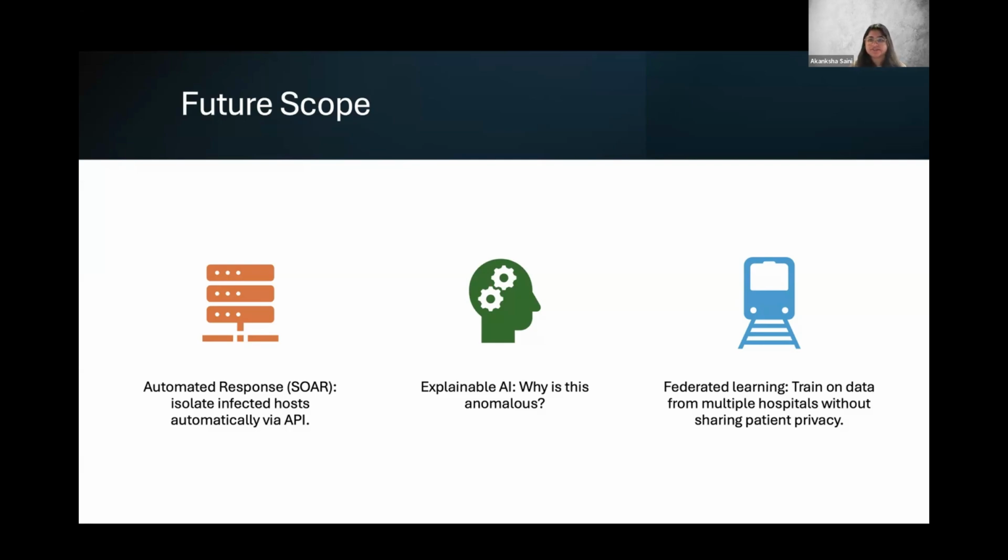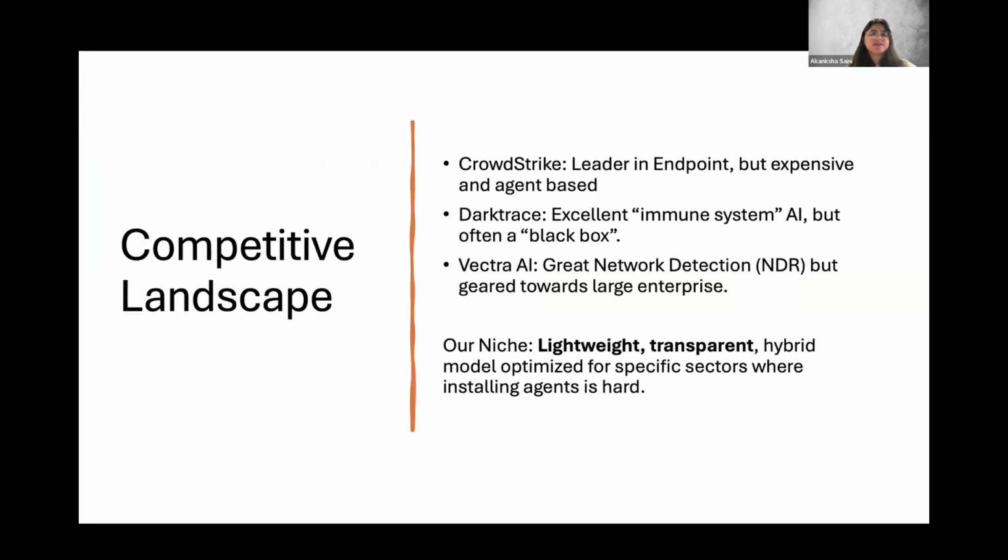sensitive patient privacy data. Of course, I'm not the first one to think of AI in cybersecurity, but there's a specific gap in the market. CrowdStrike is a leader in endpoint protection, but it's expensive and requires installing agents on every device. Then we have Darktrace, which offers an excellent immune system approach, but it often is a black box because it's hard for analysts to understand why a decision is being made.